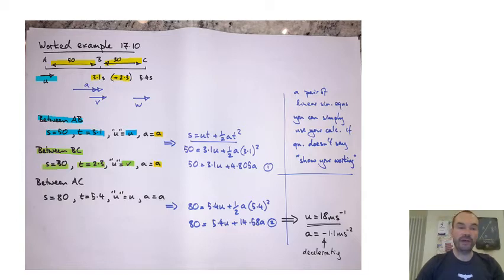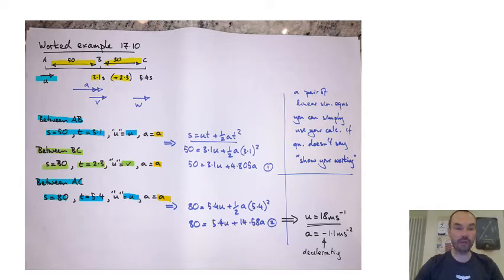Well, if you look at what we've actually got, two sets of information, but with 1, 2, 3 variables. And usually, if we want to solve simultaneous equations, we're looking for two equations with only two variables. So what do we do? If you look at the information for between A and C, a total displacement of 80, a total time of 5.4, and now because we're going from A to C, the initial velocity is U, the same as in between A and B, and it's the same acceleration.